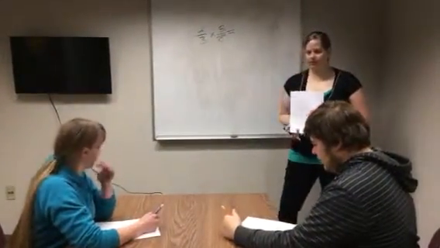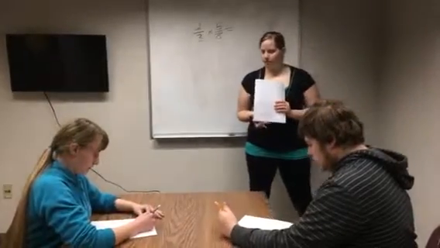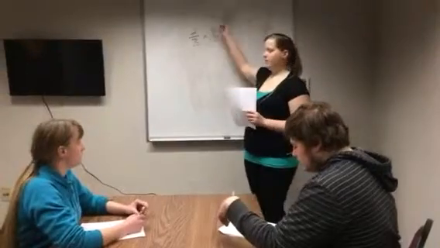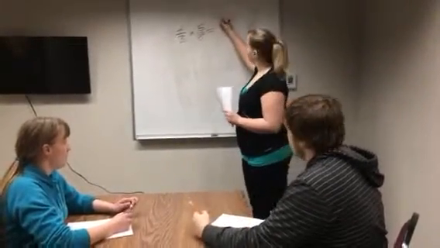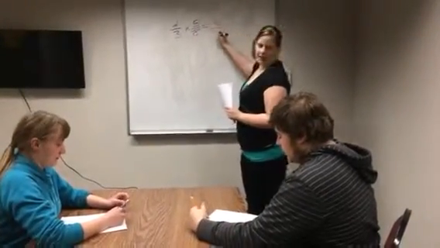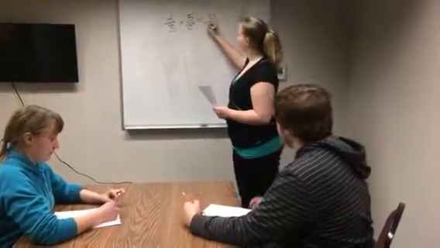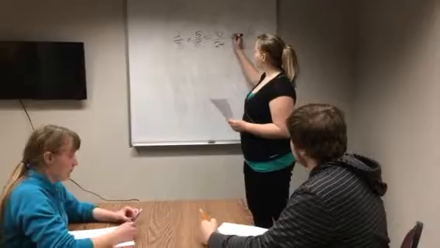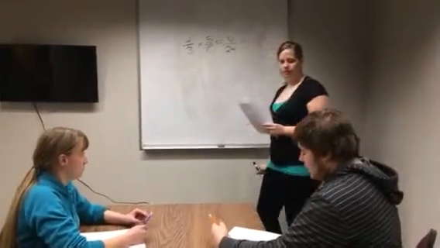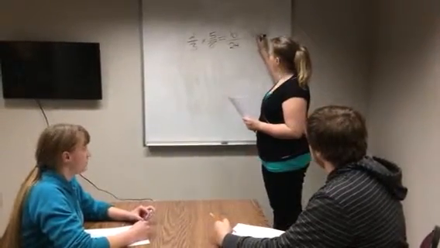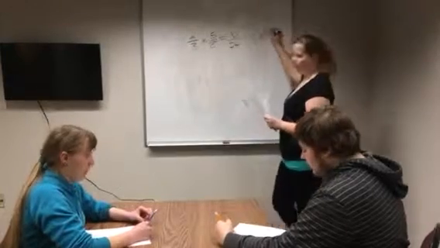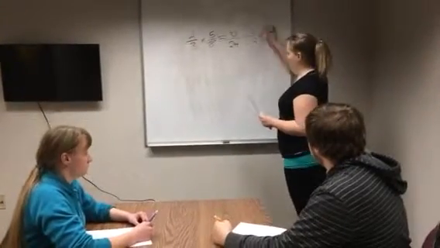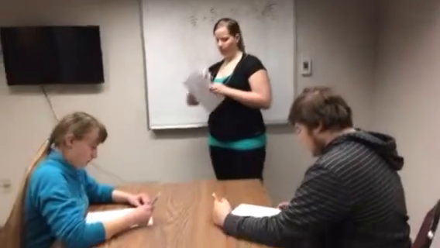So 2/3 times 5/8. What are we going to do? You just multiply straight across. Right, so you'll have 2 times 5, 10, and 3 times 8, 24. And can this be simplified? Yeah. And how do we simplify that? By 2. 2/2. And we get 5 out of 12. Good job. So why don't you do the next one on your own.